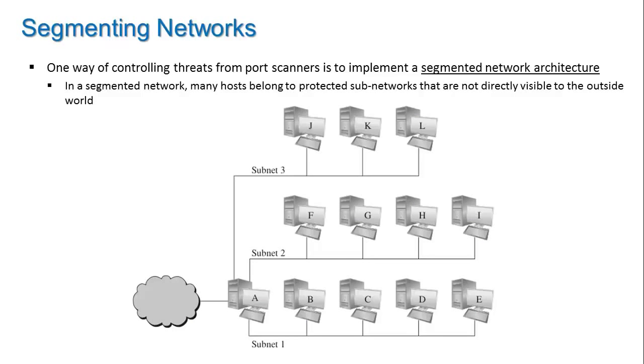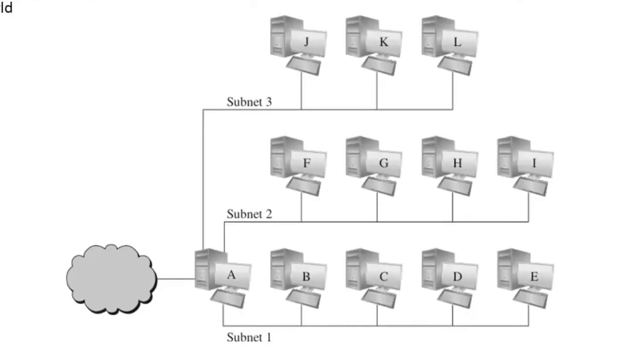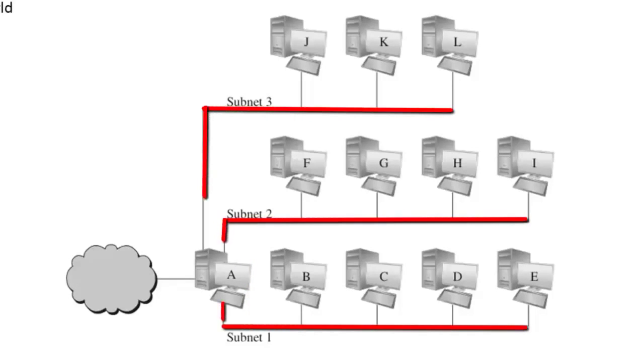One of the most useful strategies that a network designer can employ in order to control threats from port scanners is to implement a segmented network architecture. The general idea with network segmentation is to subdivide the various hosts on a network into a series of protected subnetworks or subnets. Traffic that is traveling to or from any of the nodes on a subnet is then routed to or from the outside world through a single host, or if necessary, through a small number of hosts.